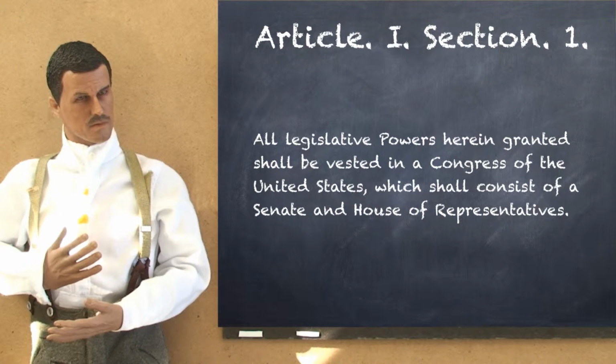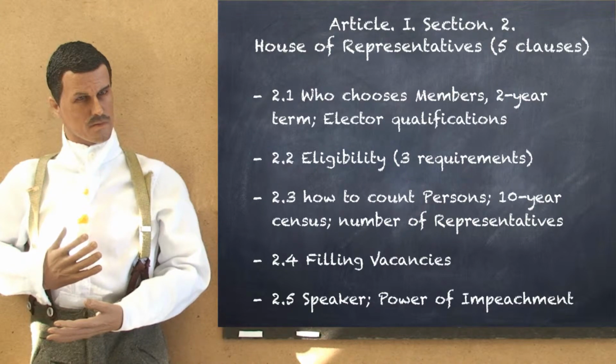So what is Article 1, Section 2? It's all about the House of Representatives, and there's 5 clauses. So just as a little overview of what the clauses are about, Clause 2.1 is who chooses members. There's a 2-year term. It talks about the elector qualifications. Clause 2.2 has to do with the eligibility requirements. And there's actually 3 requirements to be a representative.